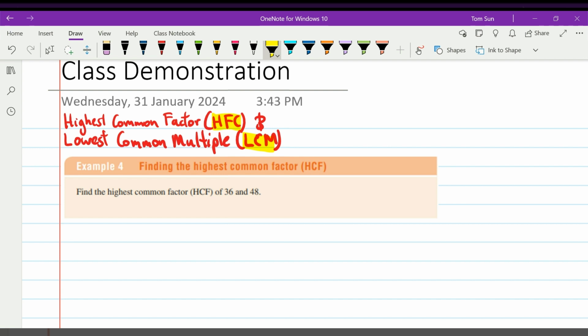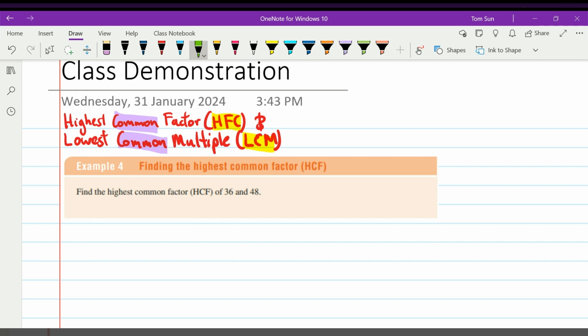Now, because our last lesson was about finding factors of specific numbers and also finding multiples of specific numbers, we will use the same skills that we learnt during that class and place them here to find the highest common factor and the lowest common multiple. The key word here is common, as in when we're looking for factors or multiples of two numbers or more, we're looking for the common ones, which are the ones that are the same.